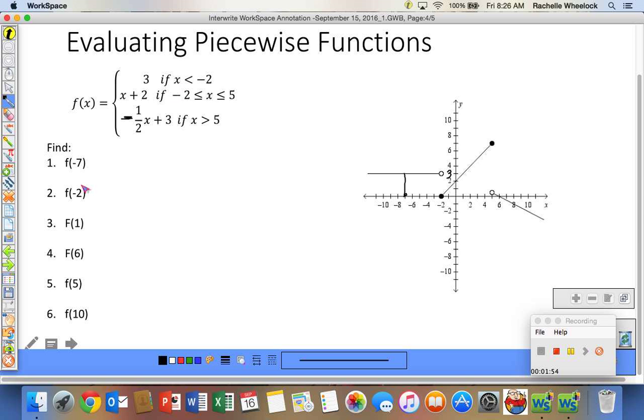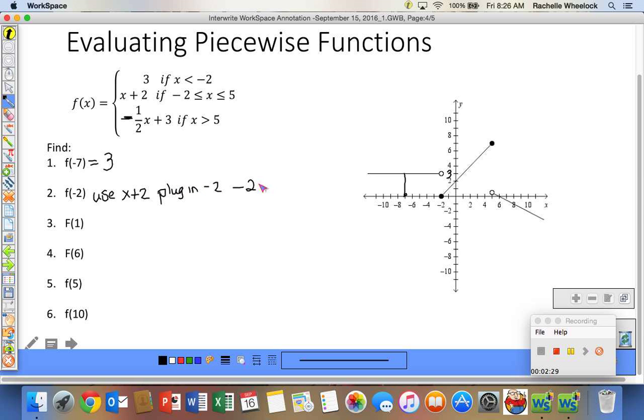Now the next one asks you about f of -2. So is -2 greater than 5? No. Is -2 less than or equal to -2? Yes, it's equal to it. That's why it has a closed circle over here. So for -2, I'm going to use the function x plus 2, and I'm going to plug in -2. So -2 plus 2 equals 0. So my answer is 0. And we can see that the graph supports that right here. At -2, the y is 0.